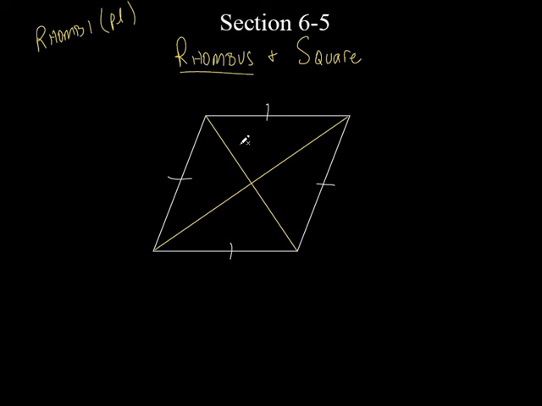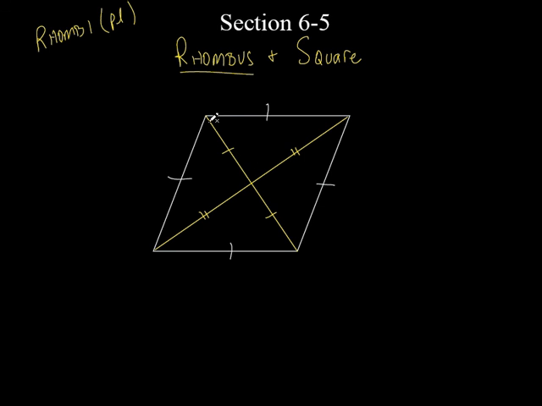Now, it is a parallelogram, so what do they do? They're parallel. They bisect each other. That's right, they bisect each other. We know that because it's a parallelogram. Here's the one thing that's true about a rhombus that's not necessarily true about all the other stuff that we've talked about. Listen to me, this is important.